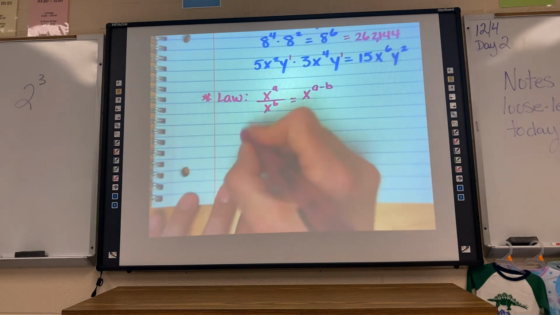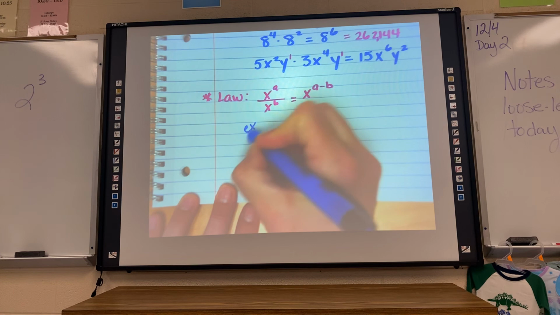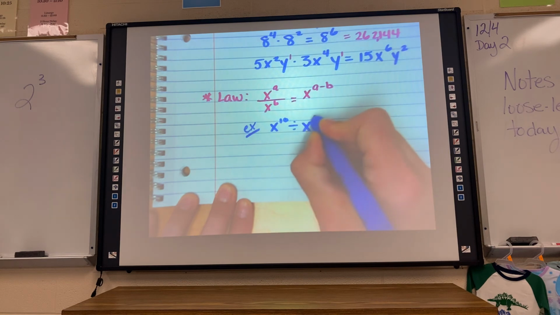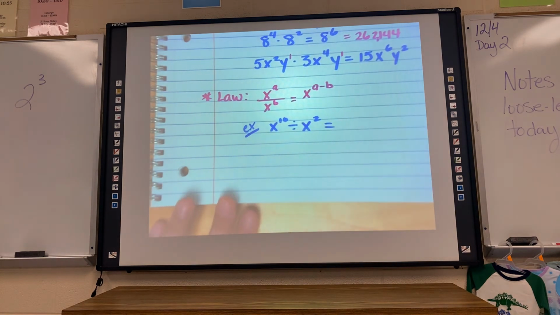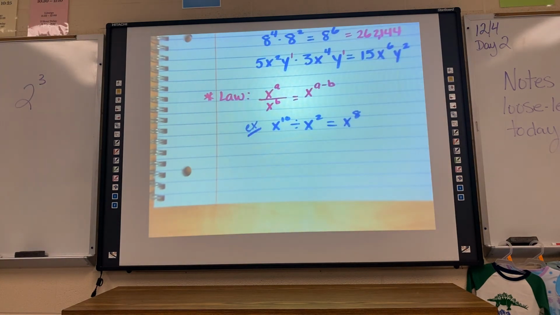So, for example, here, x to the 10th divided by x squared. So you might see it written two different ways. What does that equal? Max? X to the 8. Okay, x to the 10 minus 2, which is x to the 8.